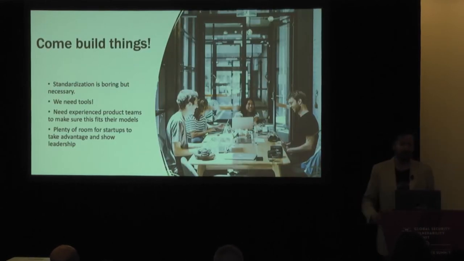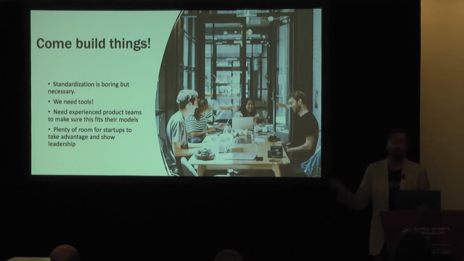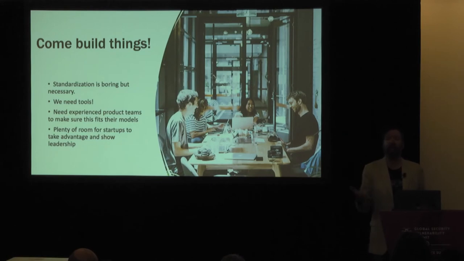So what are we looking for? Come build things with us, right, that's the plea at every open source discussion. Standardization is boring but necessary. And the OASIS technical committee is open. To be a voting member, you need to be a member of OASIS, but there's a GitHub. Anyone can pull request or create issues. We need tools. We need efficient, modern tools and a range of product teams to make sure this fits their models. So this is one of those cases where I come to you saying this wasn't built with the open source community expressly in mind, and that's where, in 2022, we really need that engagement.